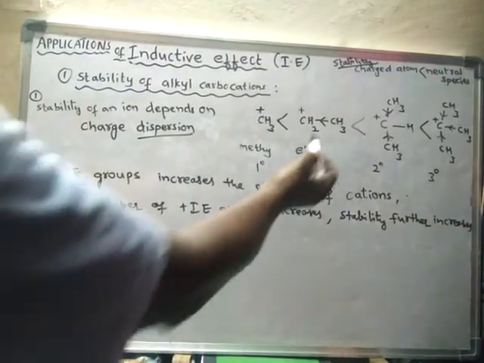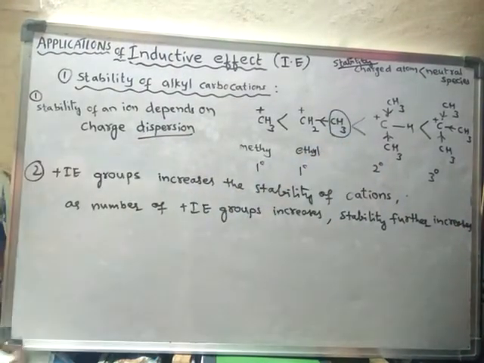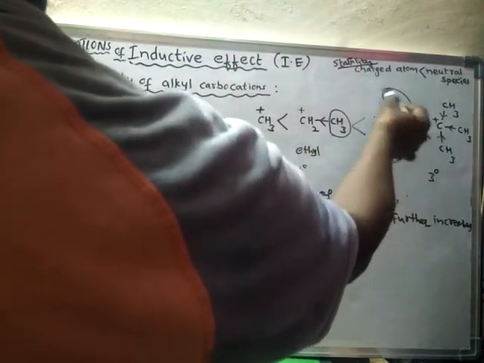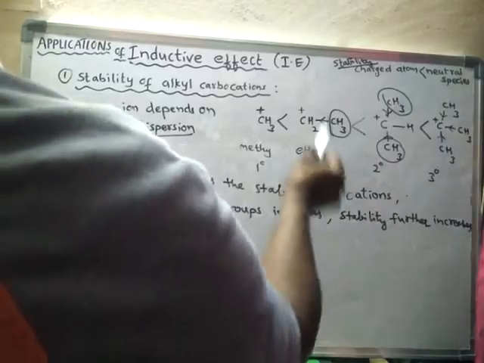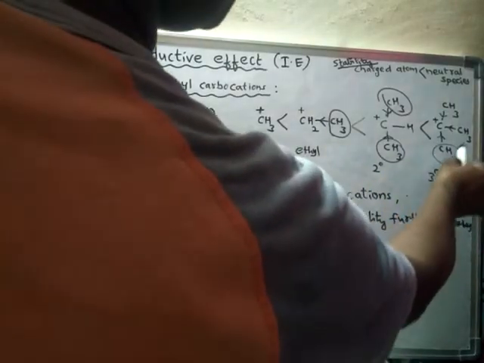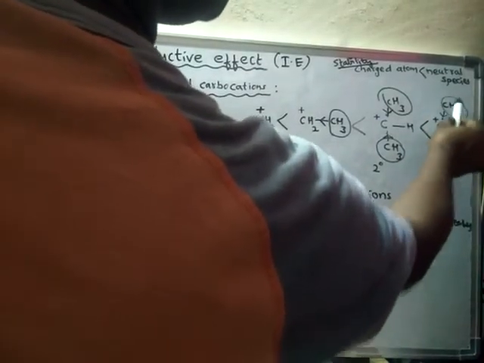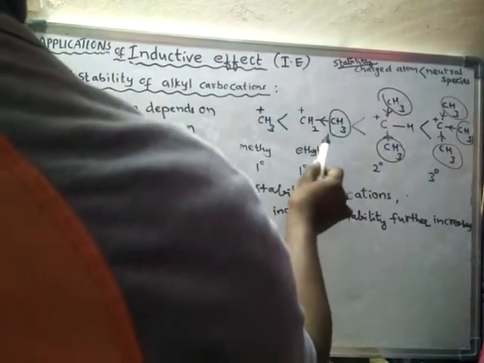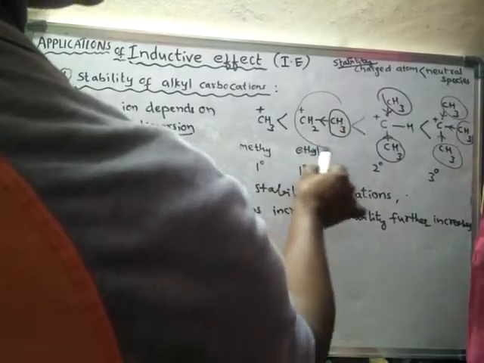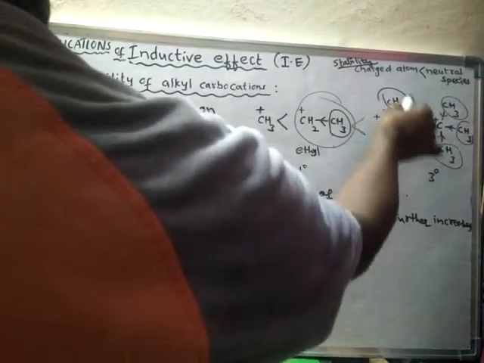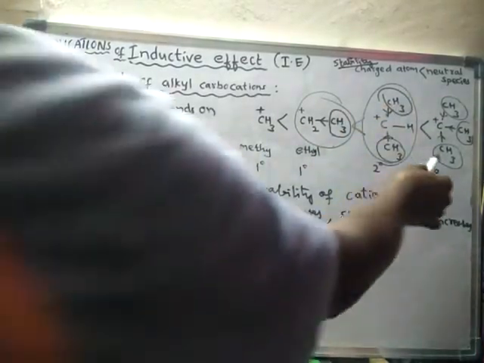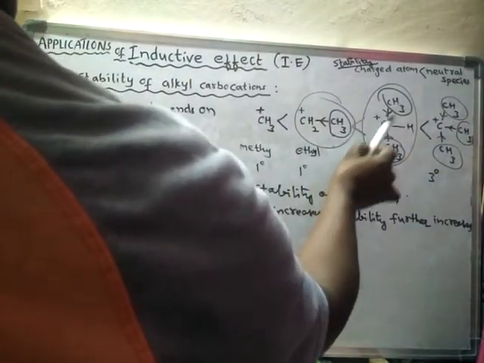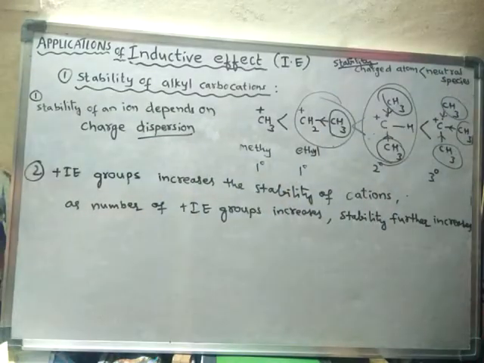So that means here only one plus IE group is present, but in this case there are 2 plus IE groups. So that means it is more stable than this one. Here there are 3 plus IE groups, so it is still more stable than this one. So when compared to this ion, which has 2 plus IE groups, here there are 3 plus IE groups. Hence when compared to this one, this is more stable, and when compared to this one, this is more stable.